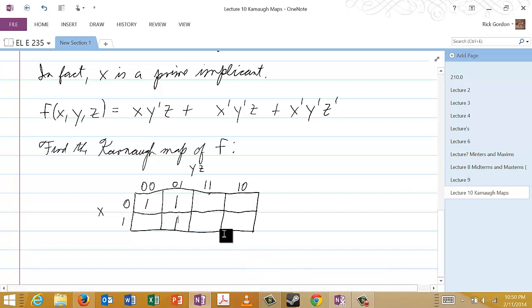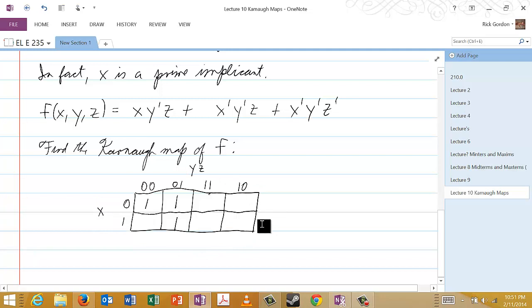Now we go to this situation. Since y is equal to 1 in this cell, y prime is 0, and 0 and anything is 0, so f is 0 here. And finally, in this case, since z is equal to 0, this term is 0. And there we have it. This right here is the Karnaugh map for the given function.